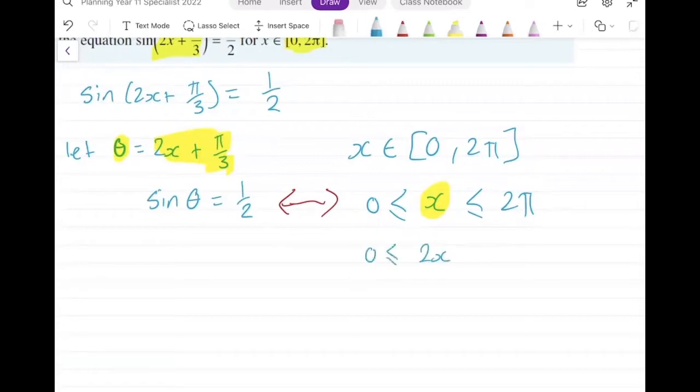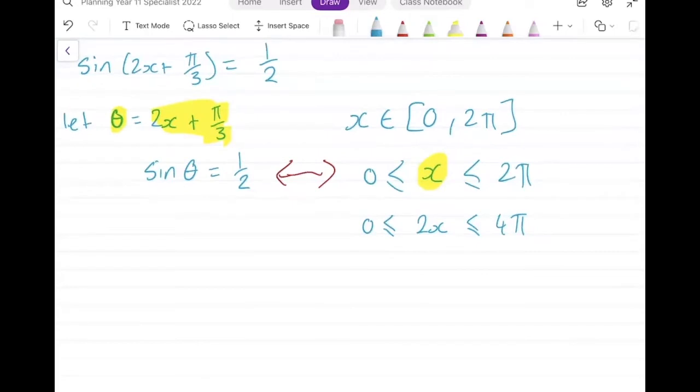0 times 2 is just going to give 0. And 2 times 2 pi is going to become 4 pi. The final bit I need to do to edit my domain is to add my pi/3. So 0 plus pi/3 is just going to give pi/3. And then 2x + pi/3 in the middle. And then it's going to be 4 pi plus pi/3. So all I'm doing is essentially applying transformations. You can see x is multiplied by 2, so I multiply everything by 2. And I've also added in pi/3, so I'm going to add in pi/3 in here. And I'm just balancing across my sides.